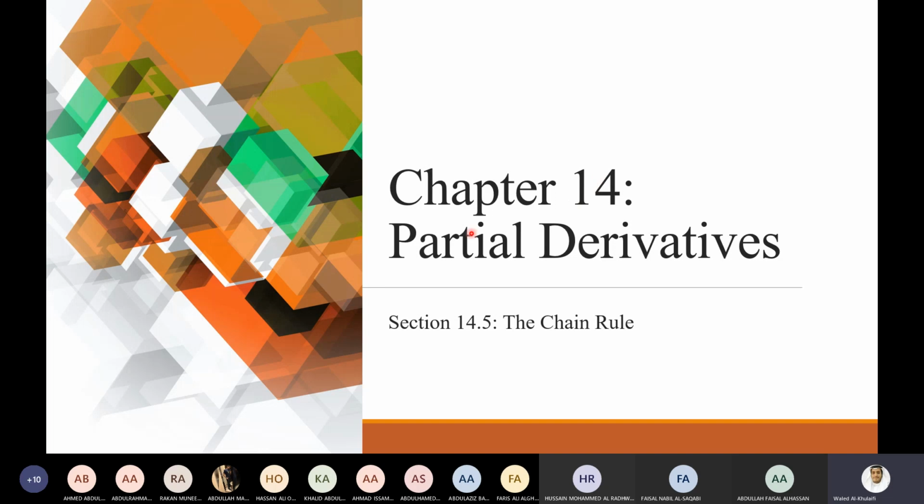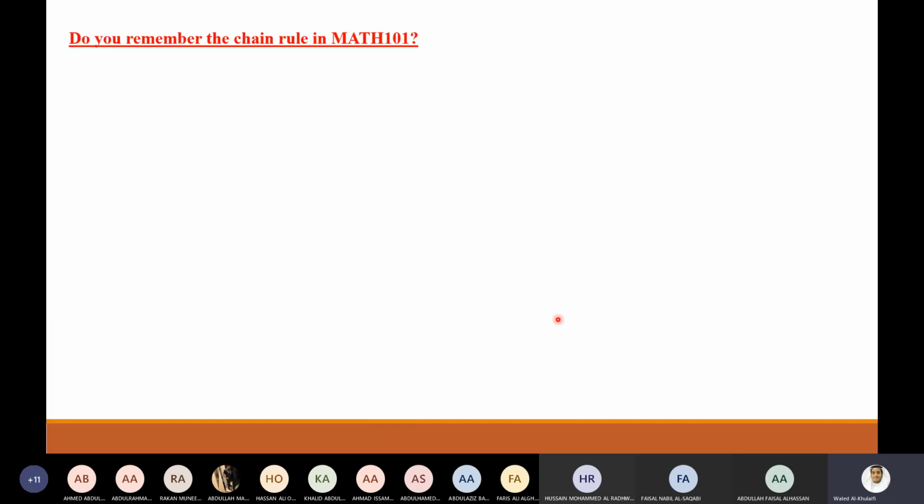So we are still in chapter 14, partial derivatives, and in this section we're going to learn the chain rule. Chain rule is very important, as you know, in MATH201. And in this course, when you deal with functions of multiple variables, it's better to know how to do the chain rule in this case. So this is the chain rule in MATH201.